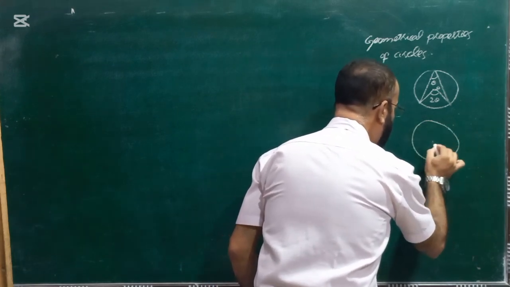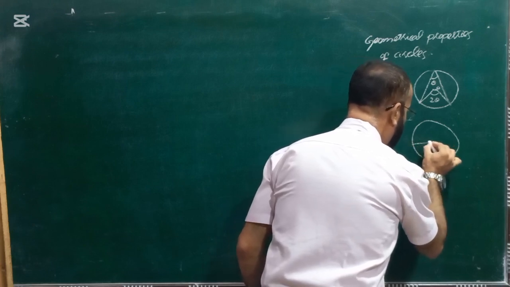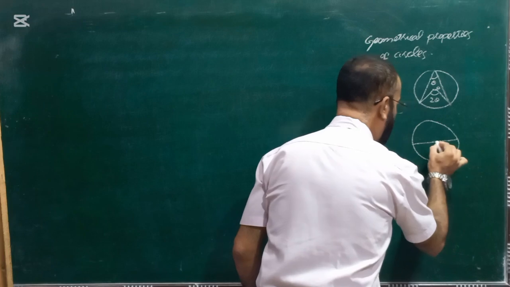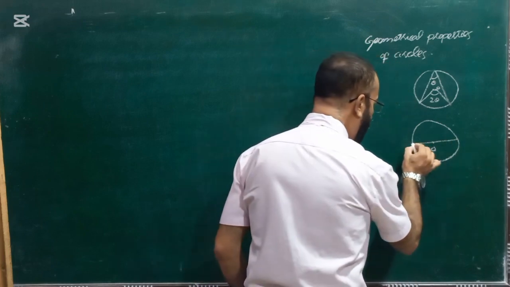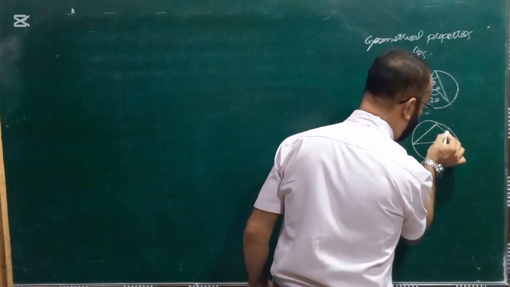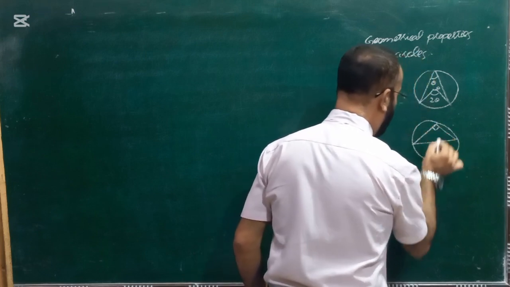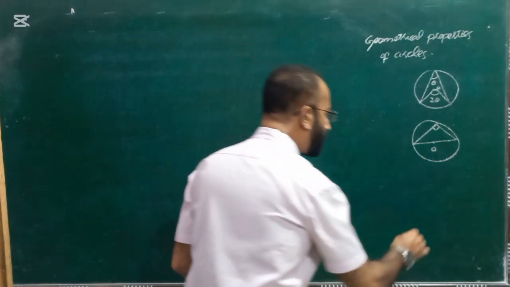The next property is the angle made by the diameter of the circle. Diameter is a line that passes through the origin and touches the circle at 2 points. So the angle made by the diameter of the circle at the circumference is 90 degree. This is the second property.